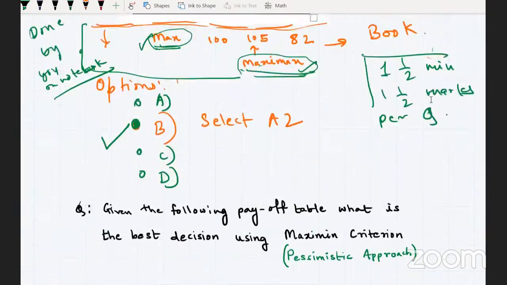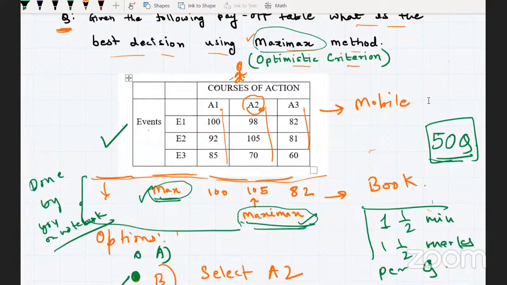If you want, I will just hold this screen for some time. You can take the screenshot, those who are watching on YouTube as well as those watching on Zoom. I am not going to share any PDF of this. It's a live discussion happening over here, so I'm holding it for a few seconds. If you want, you can take the screenshot.